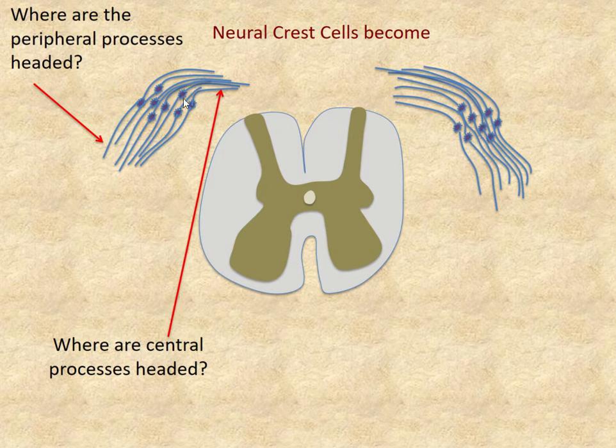Where are the central processes growing towards? The central processes are growing towards the spinal cord. These central processes are going to become the dorsal roots of the spinal cord, and they're going to synapse on cell bodies of other neurons sitting here in the dorsal horn, and some of them actually come over and go all the way up to the brain stem.